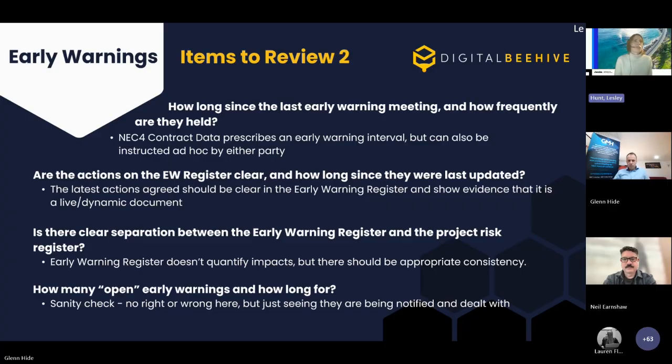So this was one of the other changes between NEC 3 and NEC 4, because people quite often got the different registers conflated. Early warning register is all about the actions. What's the matter and what is somebody going to do about it? The project risk register is quite often what different organisations, and on a single project each organisation will probably have their own project risk register, and then there might be a project one and a client one, and on it goes.